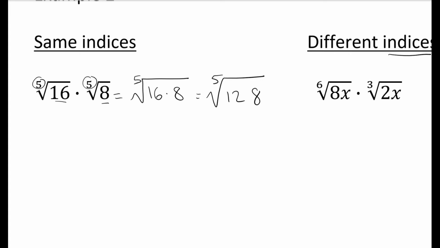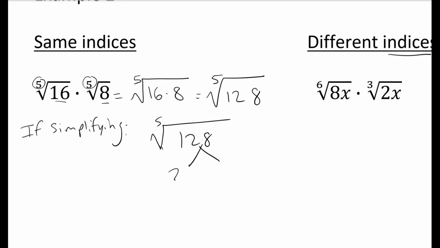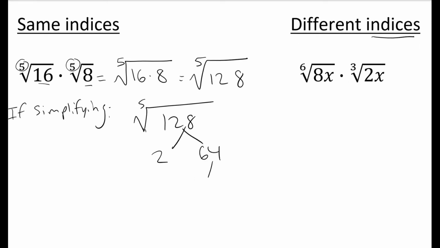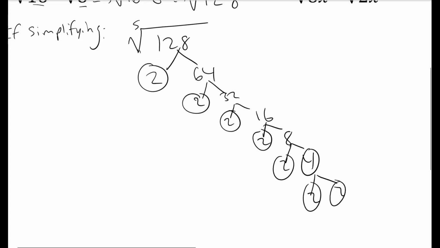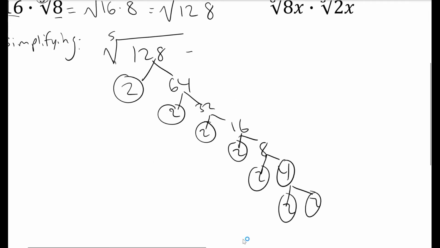So you're done as far as using the property. However, if you are simplifying here, then you're going to have to actually break apart the 128. You do it like we normally do. We break it apart, so you can break it into 2 and 64, 2 and 32, 2 and 16, circle your primes, 2 and 8, 2 and 4, and then 2 and 2. So it looks like you have 7 2's. So this right here is 2 to the 7th power.